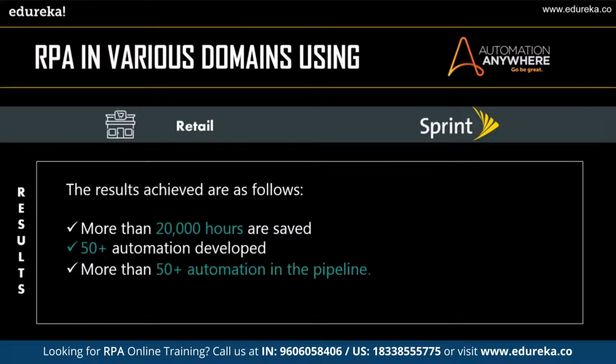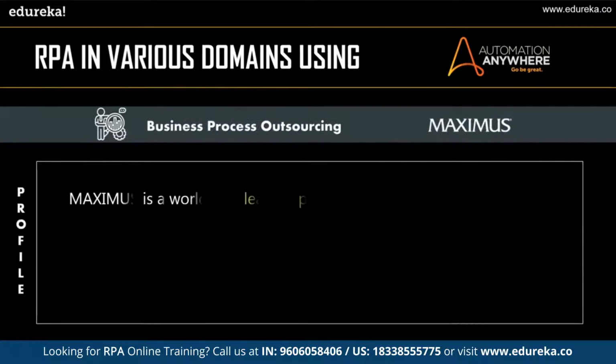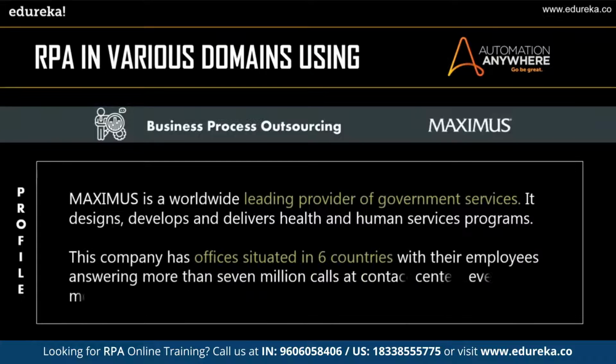Now let's move on with our next domain, that is RPA in BPO or business process outsourcing. So to explain to you how RPA can be used in BPO, I've considered the Maximus organization. Maximus is a worldwide leading provider of government services and it designs, develops and delivers health and human services programs. This company has offices situated in 6 countries with their employees answering more than 7 million calls at contact centers every month.